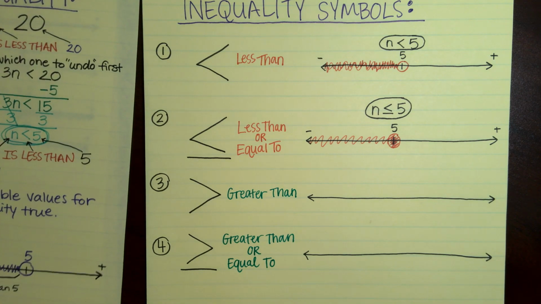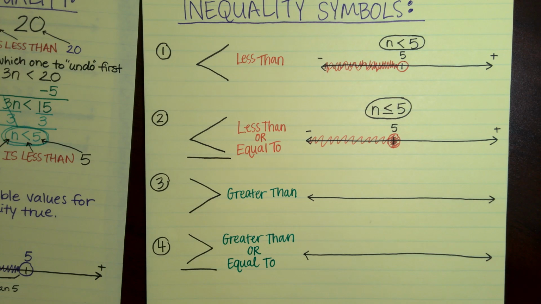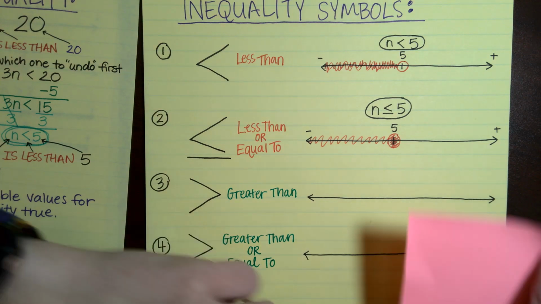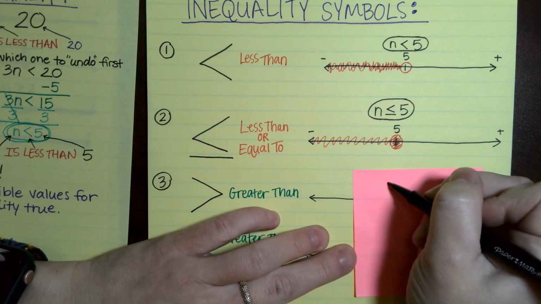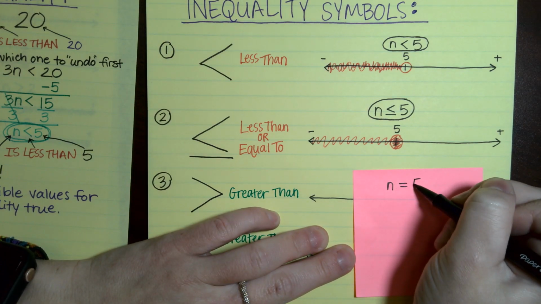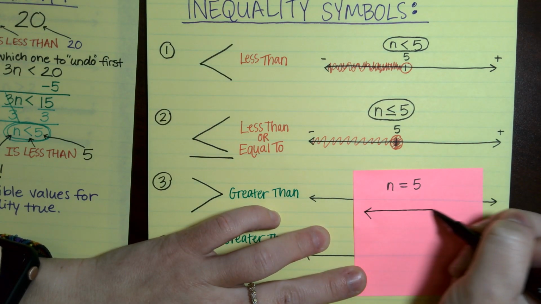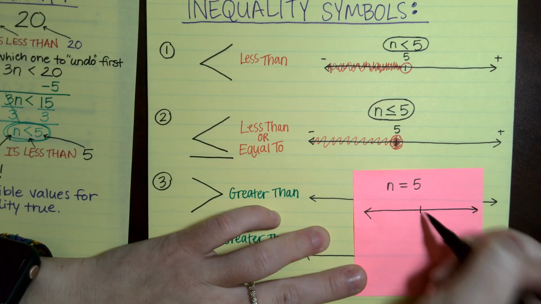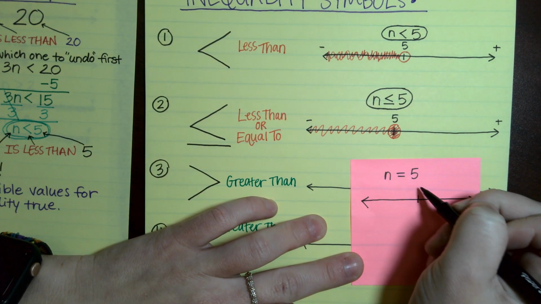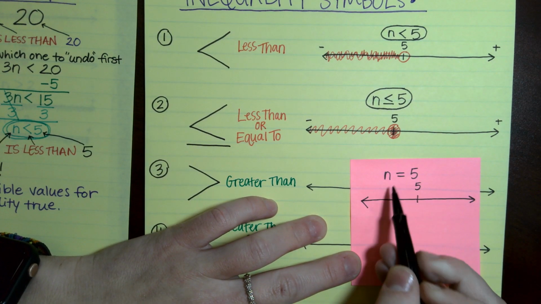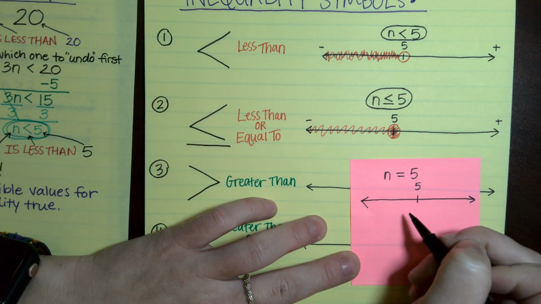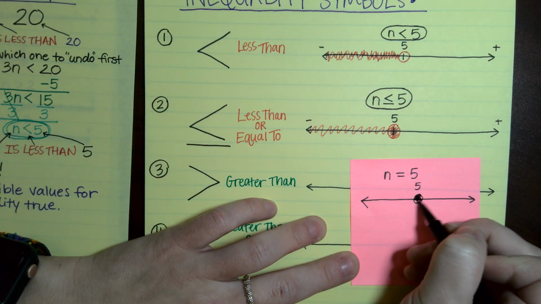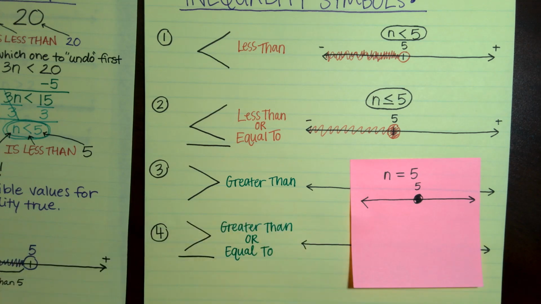Let me grab a sticky note. So I said earlier something about the graph of N equals 5. Here's what that would look like. Okay, so I label it. I draw my 5. And if I wanted to show that N is equal to 5, and that's the only answer, we would just do this. That's the graph of N equals 5. That's it. It is simple.